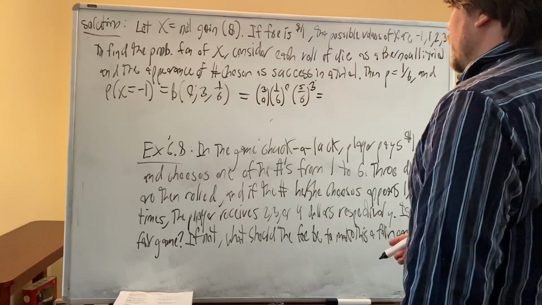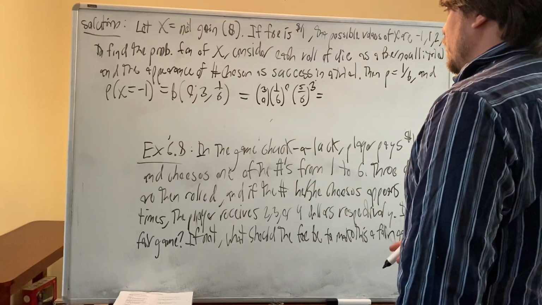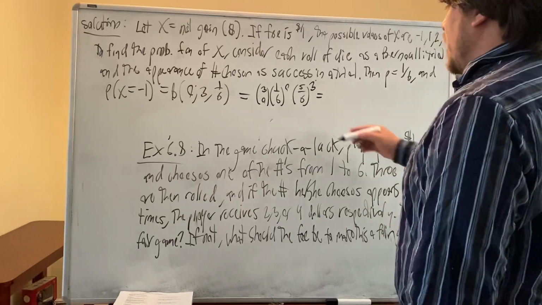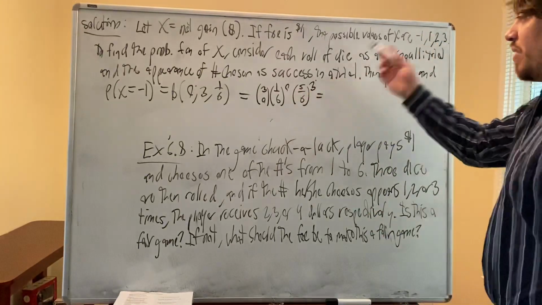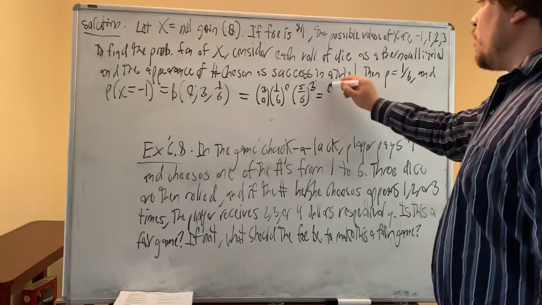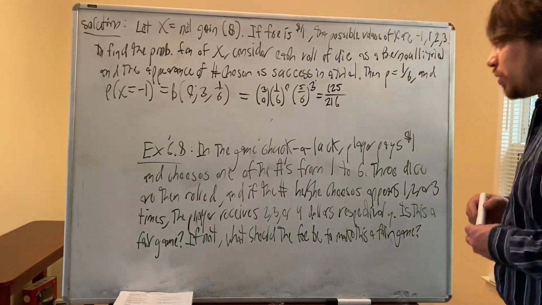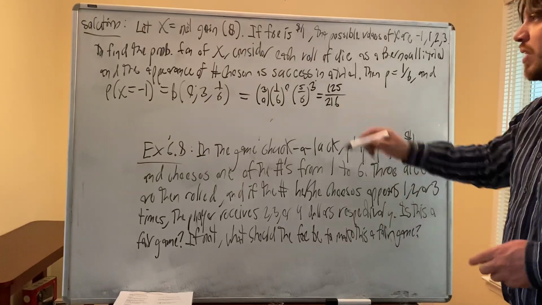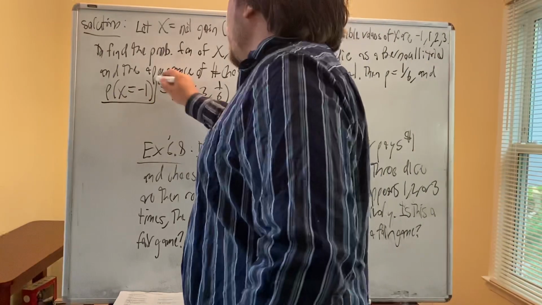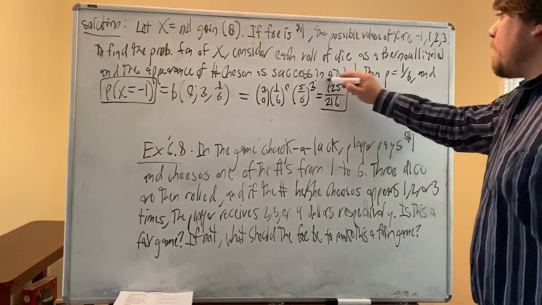3C0 is 1, and so 5/6 cubed is 125 over 216. So the probability is 125 over 216. The probability that the net gain of the player is -1.